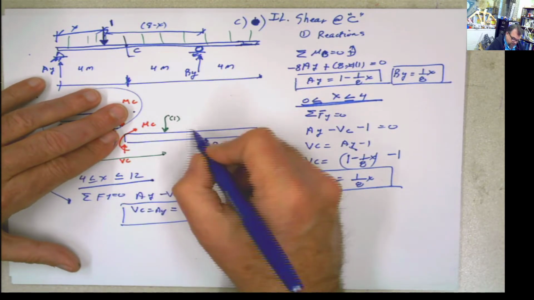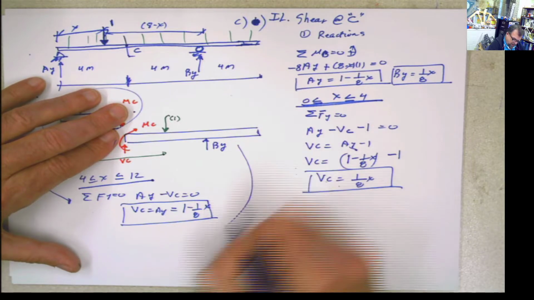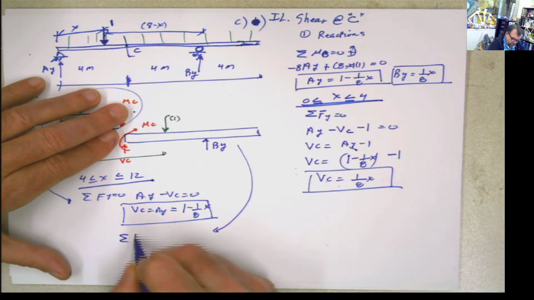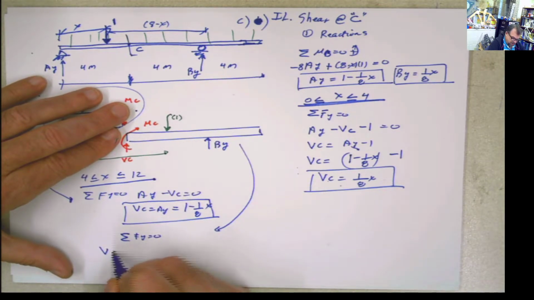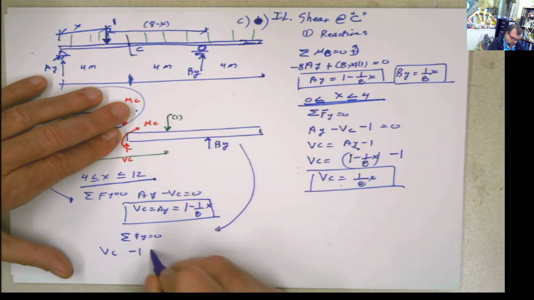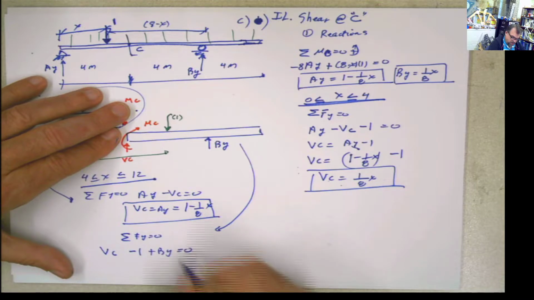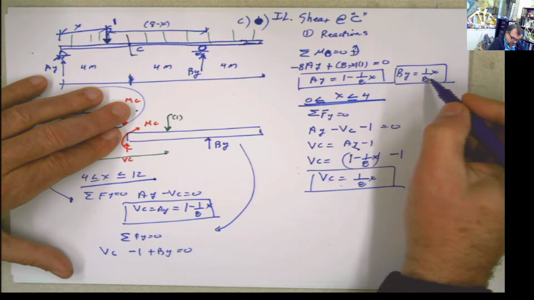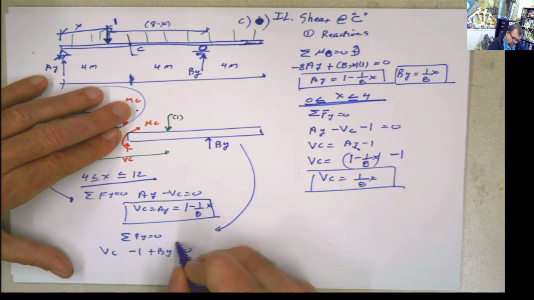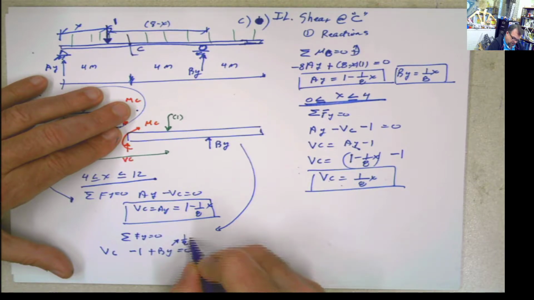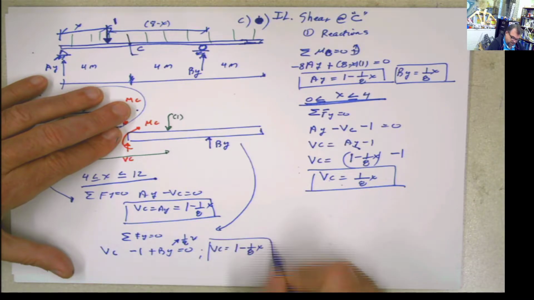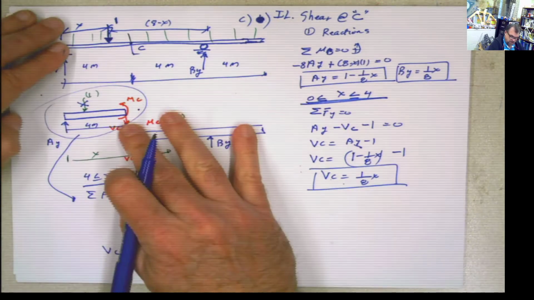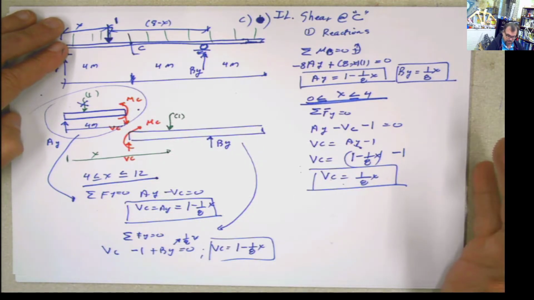But if I use the other approach and I use this part of the beam, I can say summation of forces in Y equals 0 on this side, and then I say VC minus 1 plus Vy equals 0, and Vy is this one. So when you put here Vy 1/8 of x, then Vc is going to be equal to 1 minus 1/8 of x, which is the same value that we got using this side. And it has to be the same value.